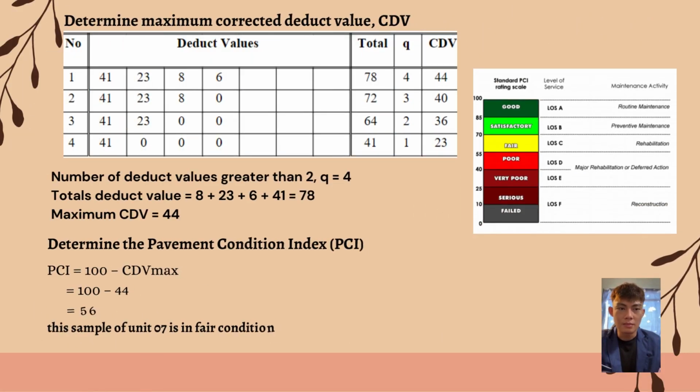Next, we determine the maximum collected deduct value, CDV. From the table, we can see clearly the number of deduct values greater than 2 is equal to 4. So the total deduct value is equal to 70x, and the maximum CDV is 44. So we apply the 44 in the equation PCI equals 100 minus CDV max. So 100 minus 44 is equal to 56. So the sample of unit 7 is in fair conditions. So that is the PCI for this section segment.